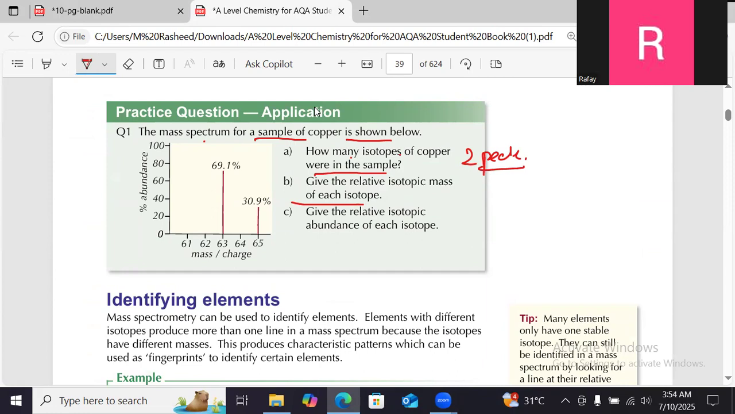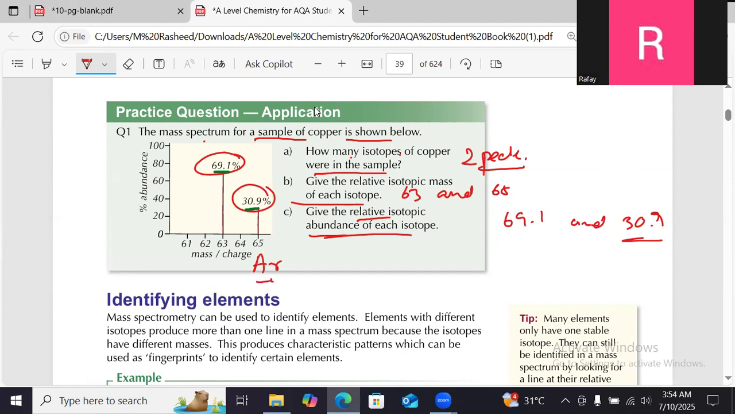63 and 65. Correct. Okay. Give the relative isotopic abundance of each isotope. 69.1 and 30.9. Yes, it is 69.1 and 30.9. That's right. Okay. Can you tell me its relative atomic mass?